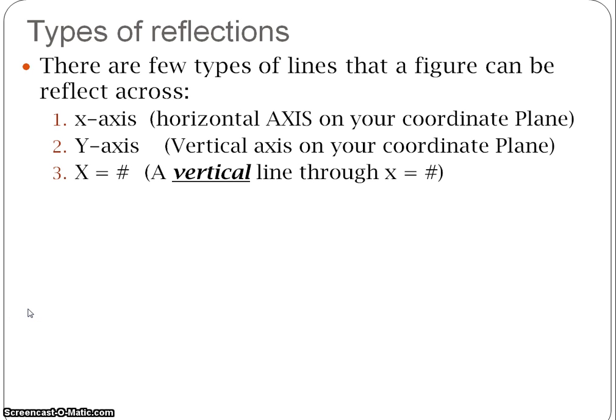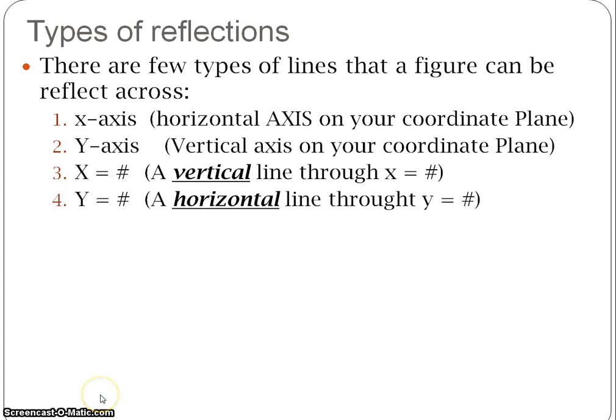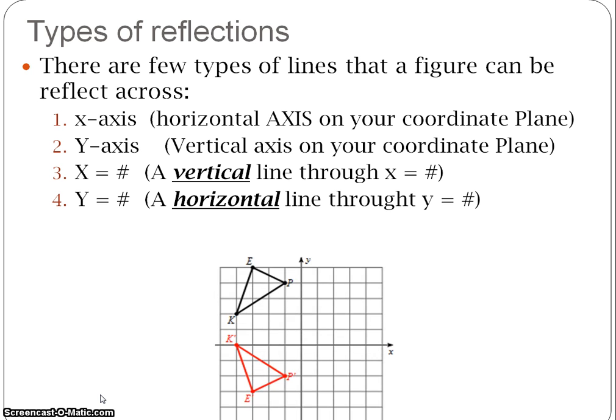The third one we'll have is if x equals a number. Now this tends to get tricky because the x-axis is a horizontal line, but x equals a number is a vertical line going straight up and down. So here's an example of where x is equal to 1. That would be our line, and both of them are an equal distance away from that. The fourth type would be y equals a number. So if x equals a number was a vertical line, y equals a number is a horizontal line. So here's an example of that. Here would be our line of reflection. This is y is equal to 1. Again, just because the y-axis goes up and down, y equals a number, that is our horizontal line here. It is the opposite of what you expect it to be.